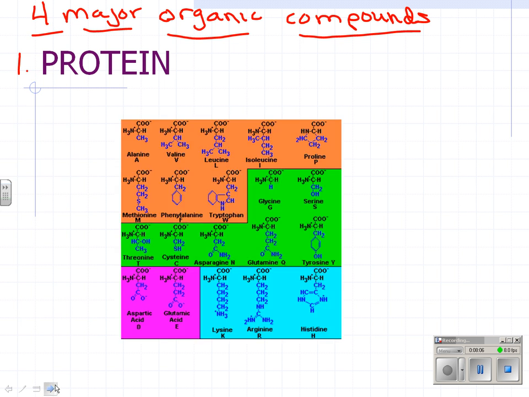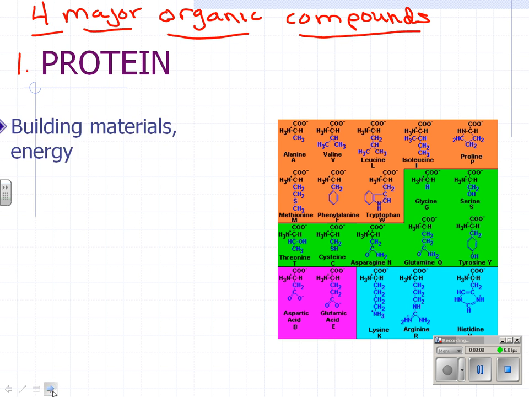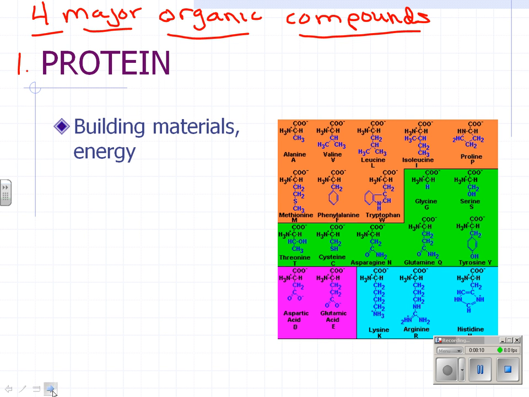Protein. Its use: we use protein to build ourselves and to get energy out.